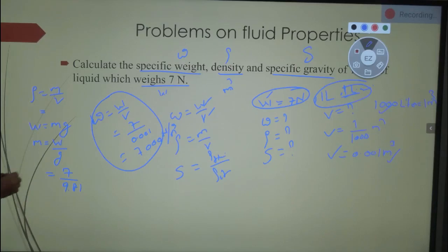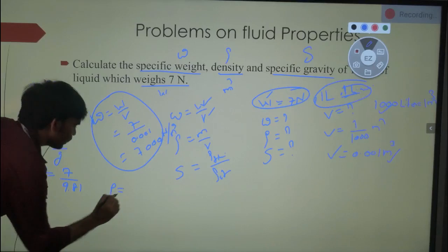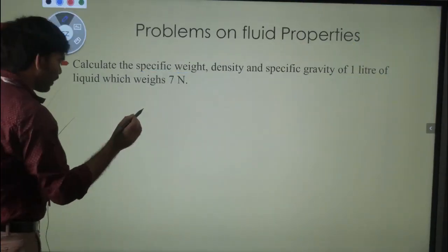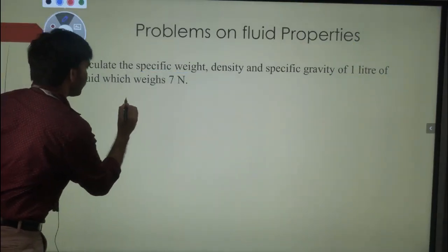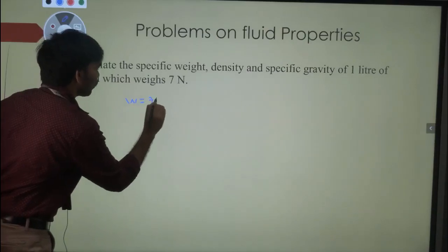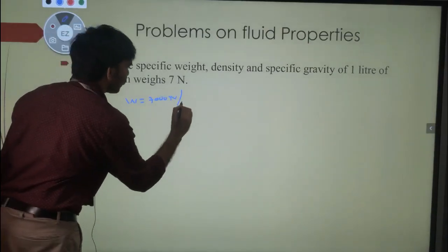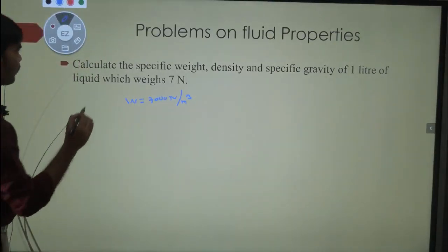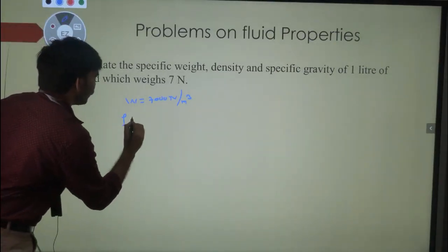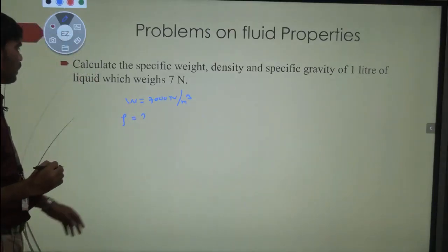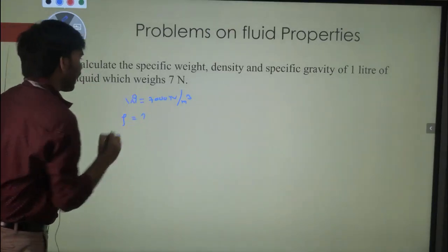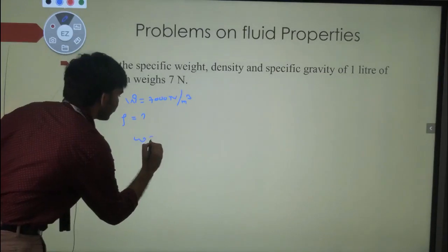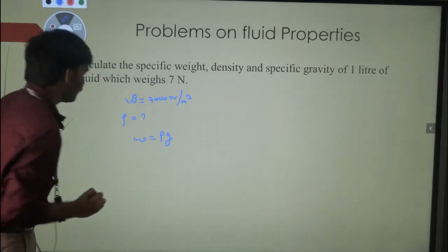So this is the mass, 9.81. If you substitute these values, we already calculated the specific weight, that is 7000 Newton per meter cube. Next we need to find out the density. We know the relation between the specific weight and density: specific weight is equal to rho into g.